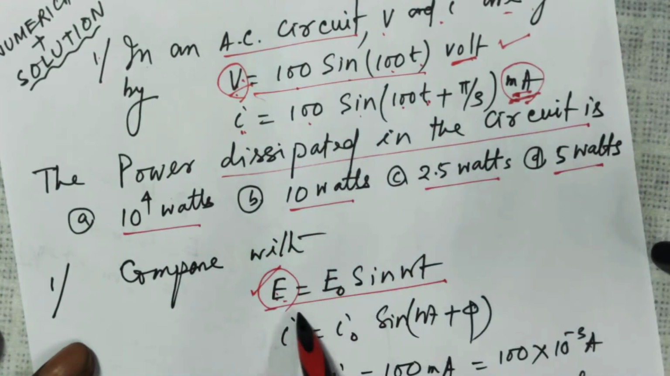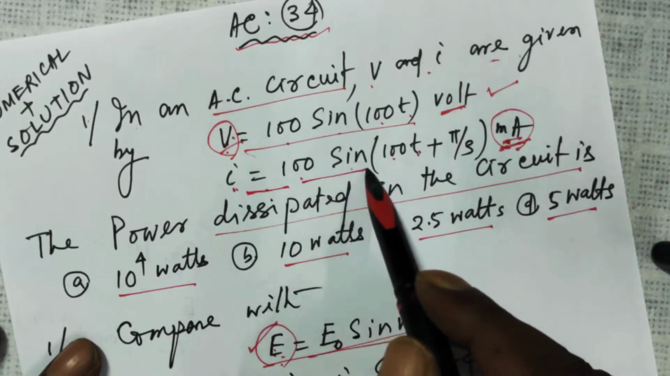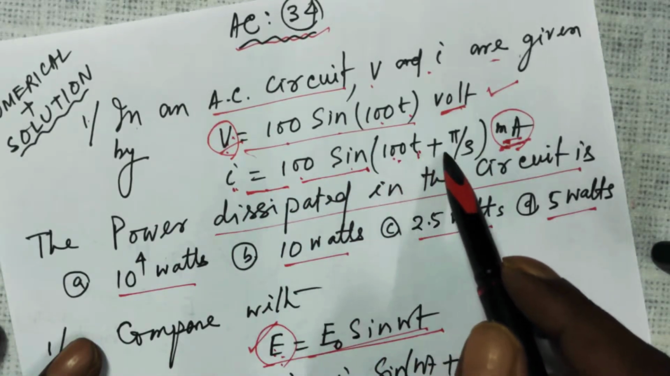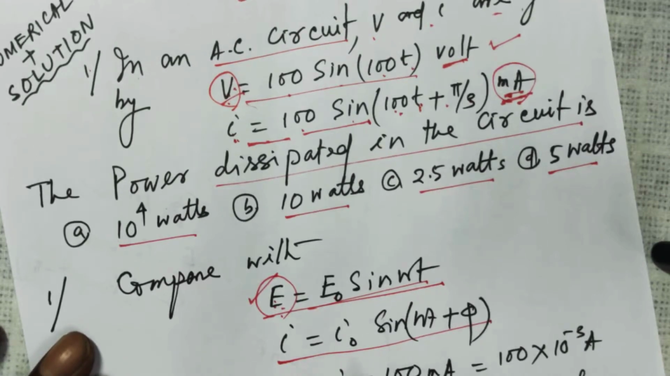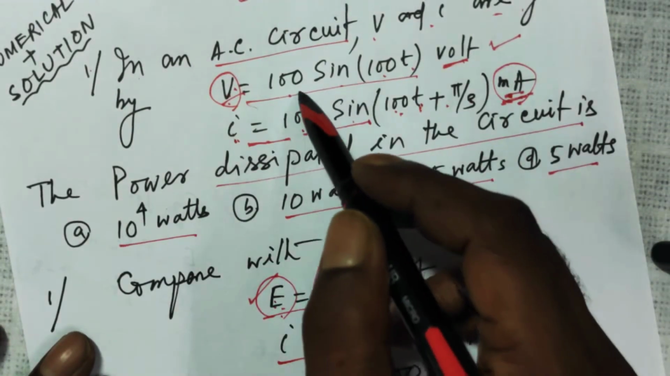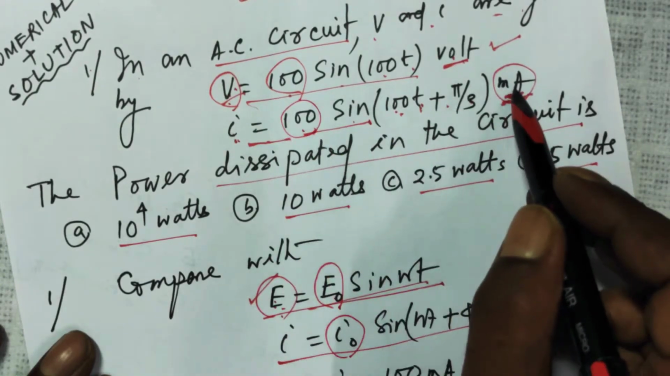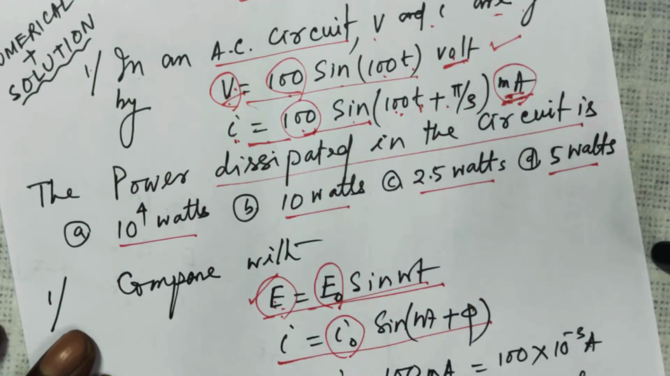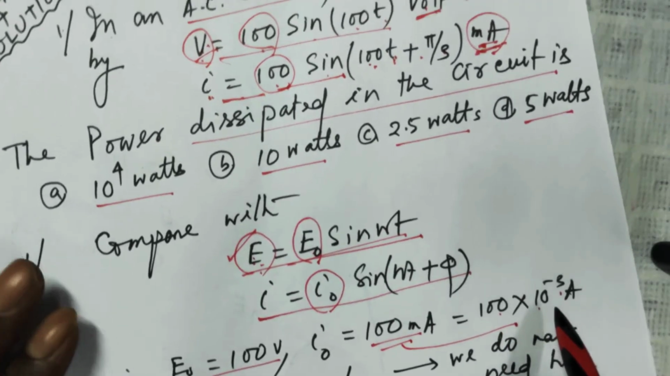If you compare this with E = E naught sin ωt, and this expression for current I = 100 sin(100t + π/3) with I = I naught sin(ωt + φ), then the conclusion is your E naught is 100 volt and your I naught is 100 milliampere. 100 milliampere, not ampere. So I convert this to ampere. So it becomes 100 into 10 to the power minus 3.